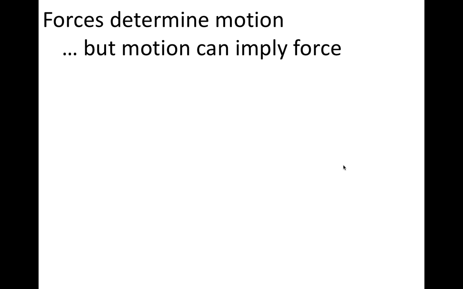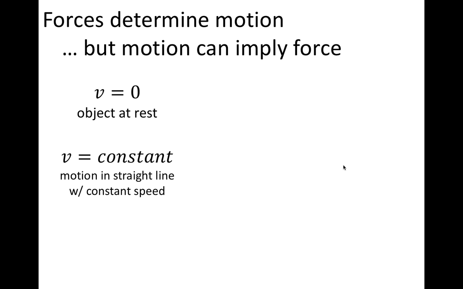So forces are what determines how an object moves, but motion can also imply something about the forces. If we have an object that is at rest, just sitting there, not moving, or if we have an object that's moving with a constant velocity, and constant velocity looks like an object moving in a straight line with a constant speed, both of these types of motion imply zero acceleration. Zero acceleration implies a zero net or total force acting on an object.